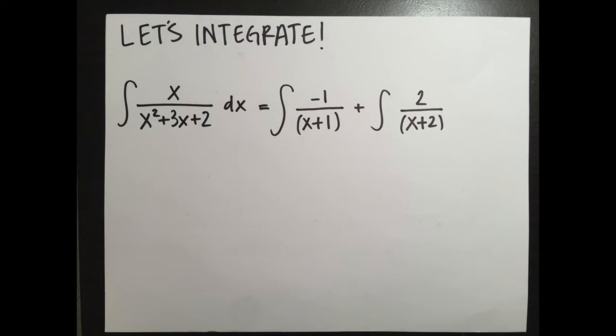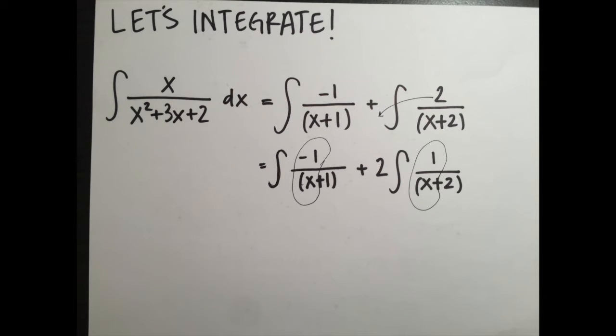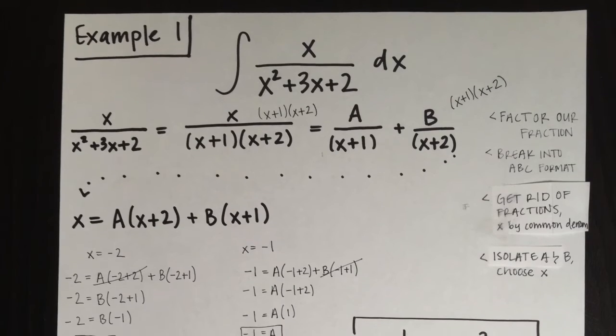Alright, so this one is a pretty simple one to integrate once you get going. What I want you to notice is that I pull the 2 out because it's a constant, and I end up with integrals that look familiar, and 1 over x, when you integrate that, will become the natural log. So when I pull both of those out, it becomes the negative natural log of the absolute value of x plus 1 plus 2 times the natural log of the absolute value of x plus 2 plus C, because it is an indefinite integral.